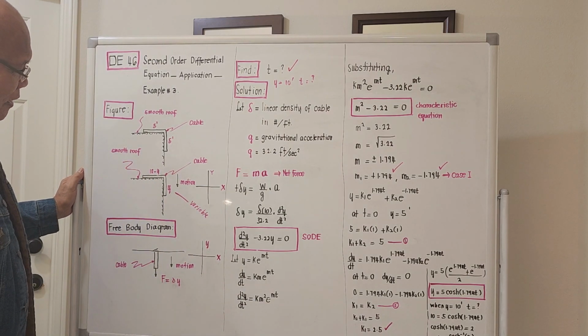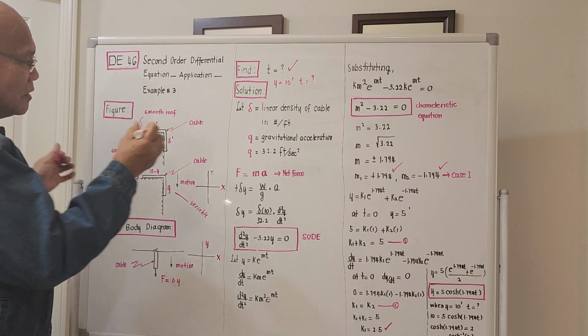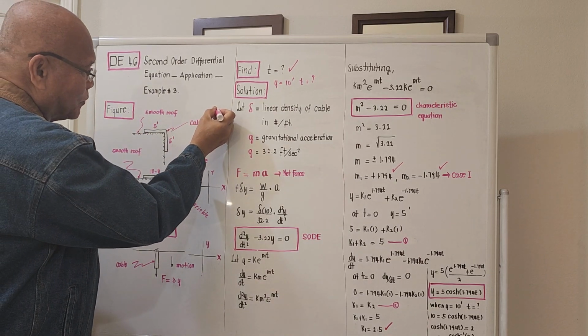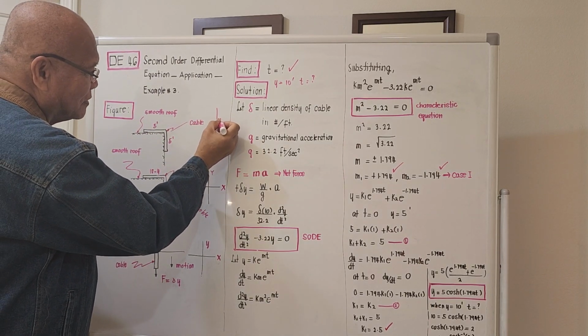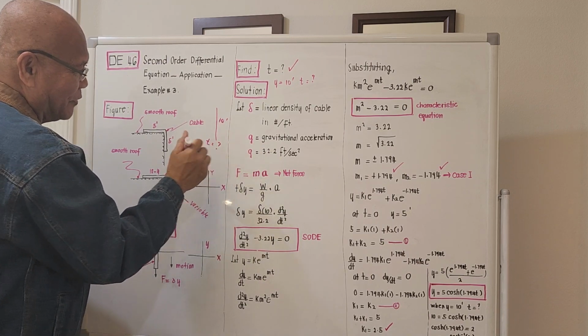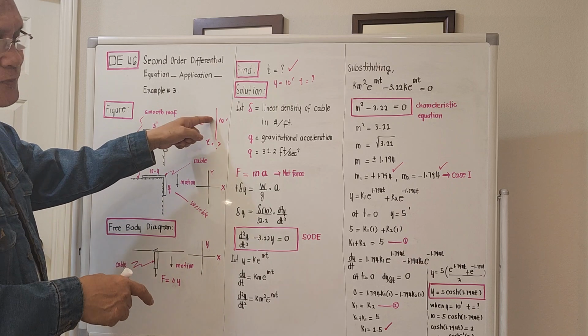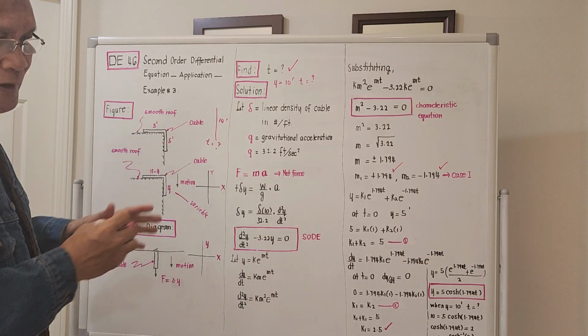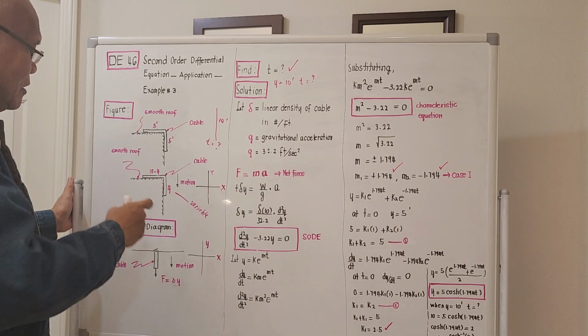And the problem is asking, when the total length of the cable that is hanging is 10 feet, what will be the elapsed time? Because when y is 10 feet, the cable has already slid off the roof.